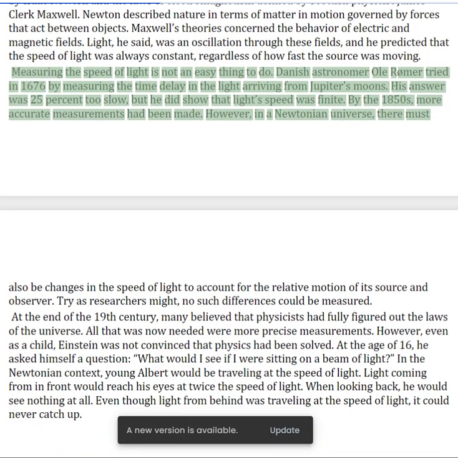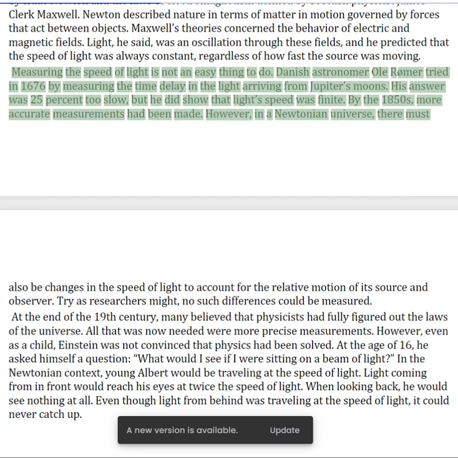Measuring the speed of light is not an easy thing to do. Danish astronomer Ole Romer tried in 1676 by measuring the time delay in the light arriving from Jupiter's moons. His answer was 25% too slow, but he did show that light speed was finite. By the 1850s, more accurate measurements had been made.